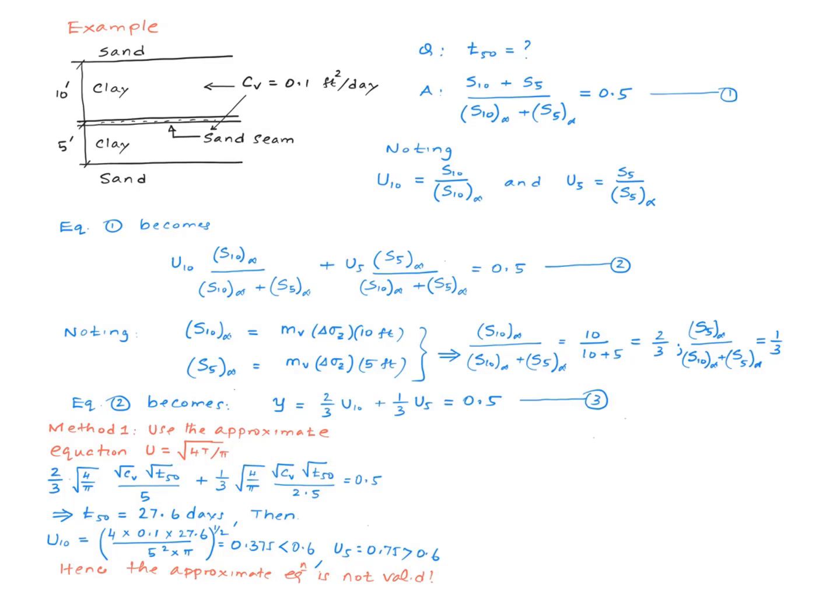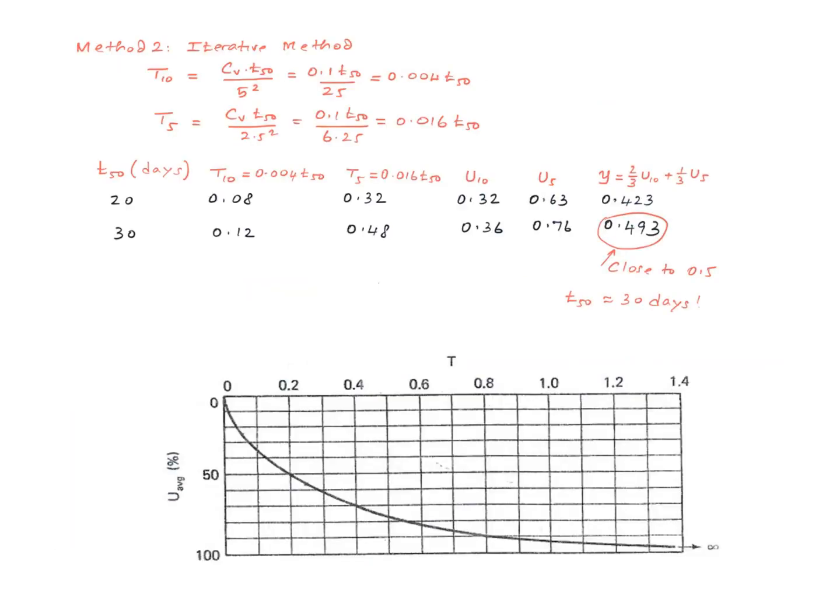Then I calculated U10 and U5 individually. U10 worked out to be 37.5%, which is less than 60%, so we are okay there. But unfortunately, U5 works out to be 75%, which is greater than 60%. Although it's pretty close, strictly speaking, the approximate equation is not valid. The second approach is an iterative approach.